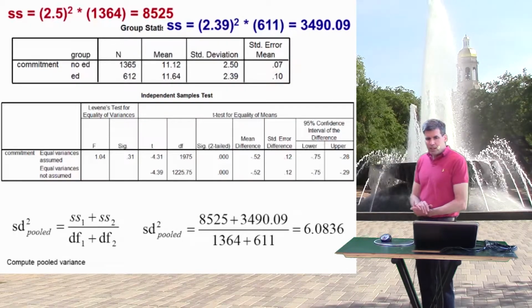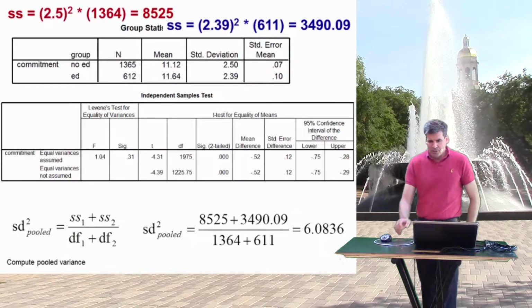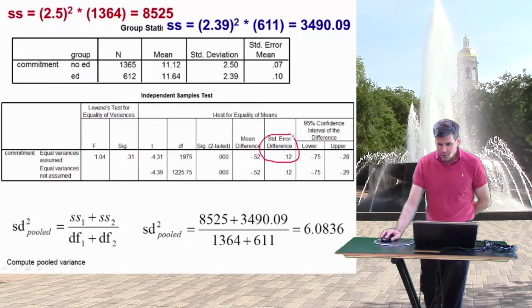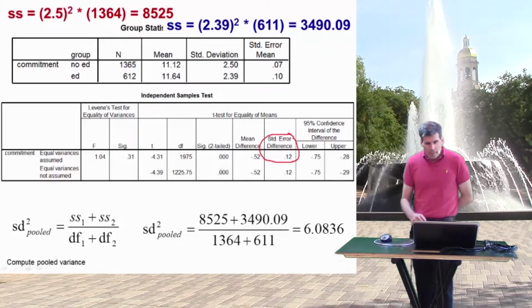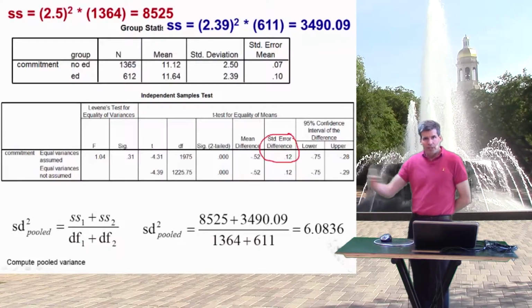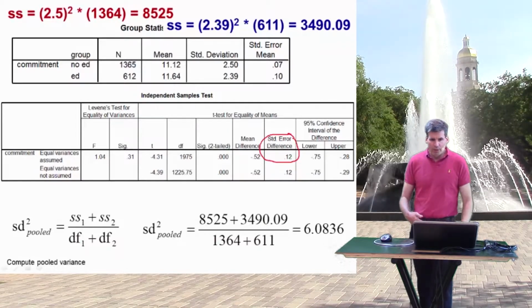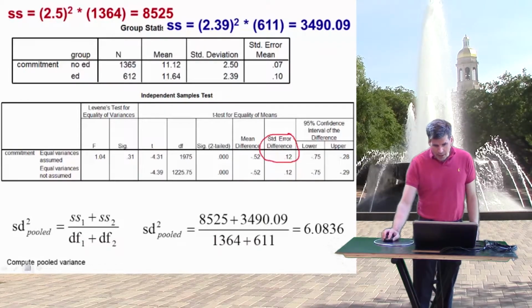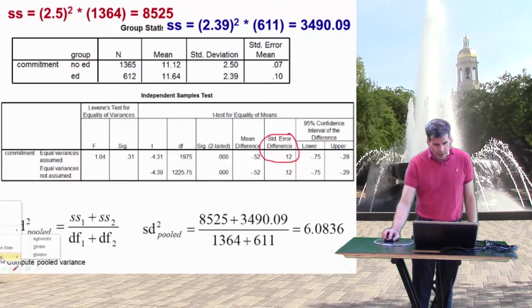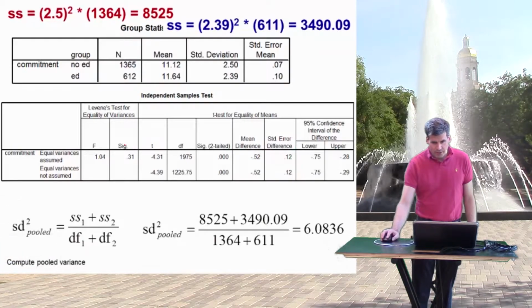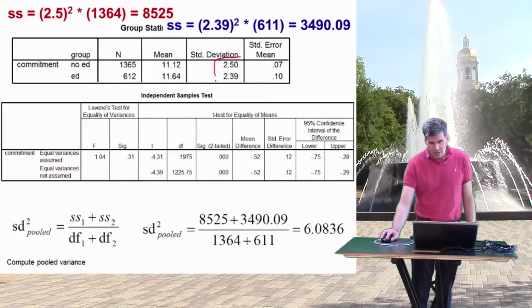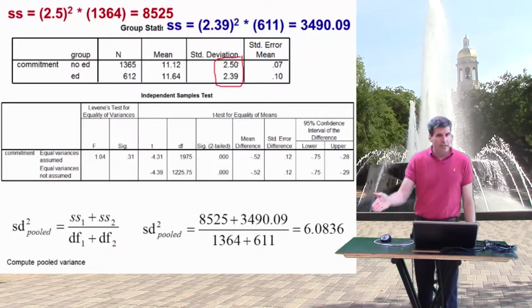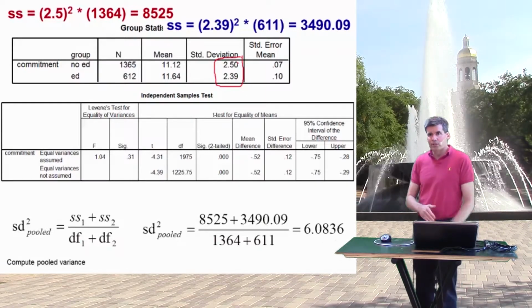What else? Well, I might ask you to calculate the standard error of difference, the standard error of difference between two means. And if we wanted to do that, we'd have to do a few steps to get there first. And the first thing we'd want to do is to calculate the pooled variance. And to calculate the pooled variance, what I need to know is the variance of each group. So we currently know the standard deviation of each group. But to calculate the pooled variance, I need to go back and get the sums of squares for each group.